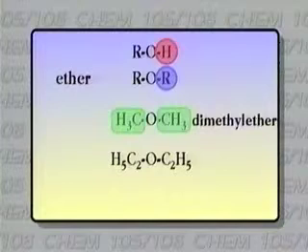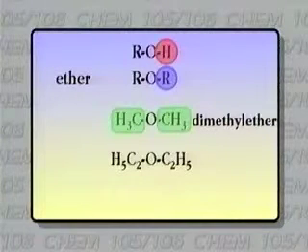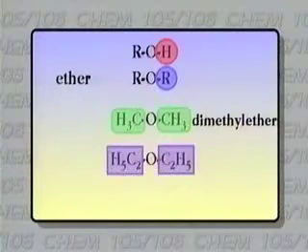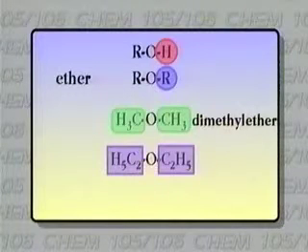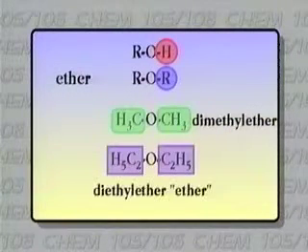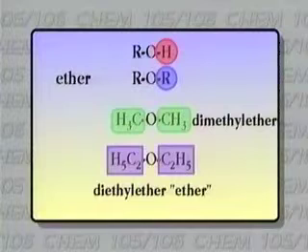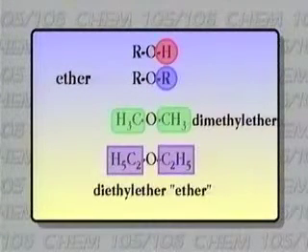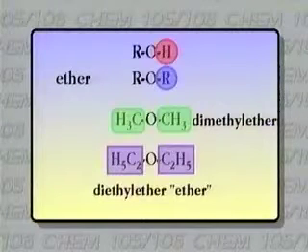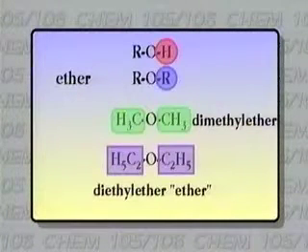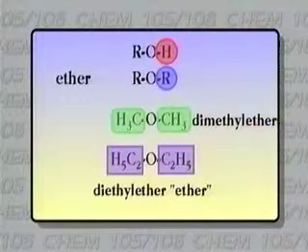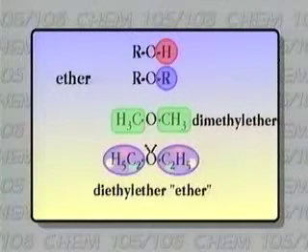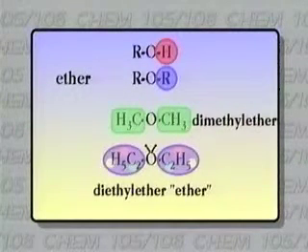Dimethyl ether. This next one, which is the C2H5 groups, these are called ethyl groups, and this is called diethyl ether. And this is the one that we think about or state as being ether when we think in terms of medical application. This is the one that is used as an anesthetic, diethyl ether.